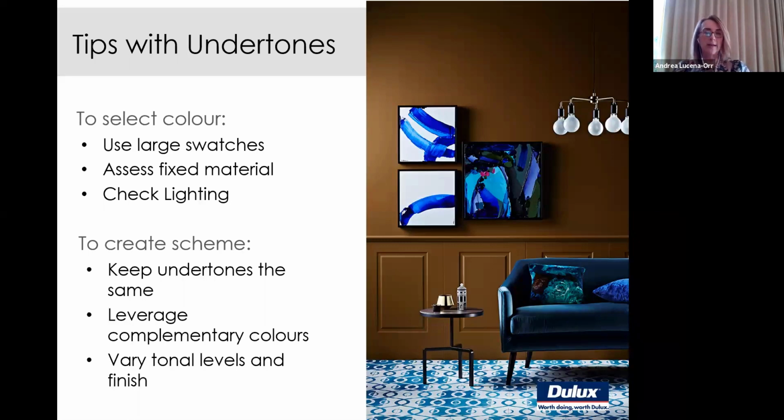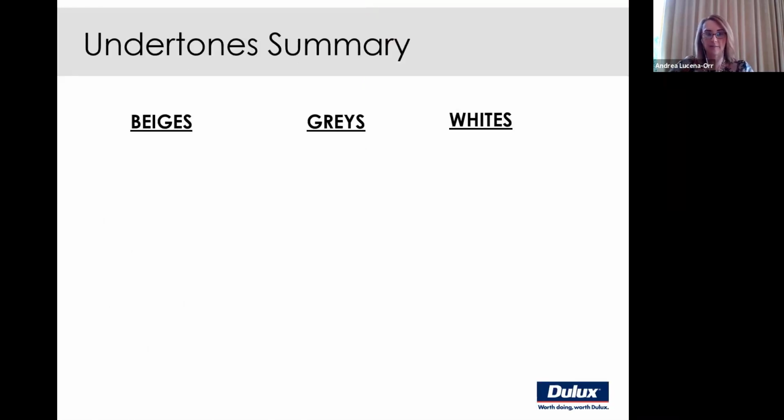So, to create schemes, obviously keeping undertones the same is probably what most of us would do. So keeping in one column of the Atlas. Leveraging complementary colours is another easy way to build on that scheme, even if you're keeping in a very neutral stance. And of course, we can always vary our tonal levels, but also our finishes. So if you wanted to make a little bit of a variation, you can always pick up your gloss levels in paint and use a matte with a gloss, for example, even in the same colour, because they will always appear differently in visual effect.